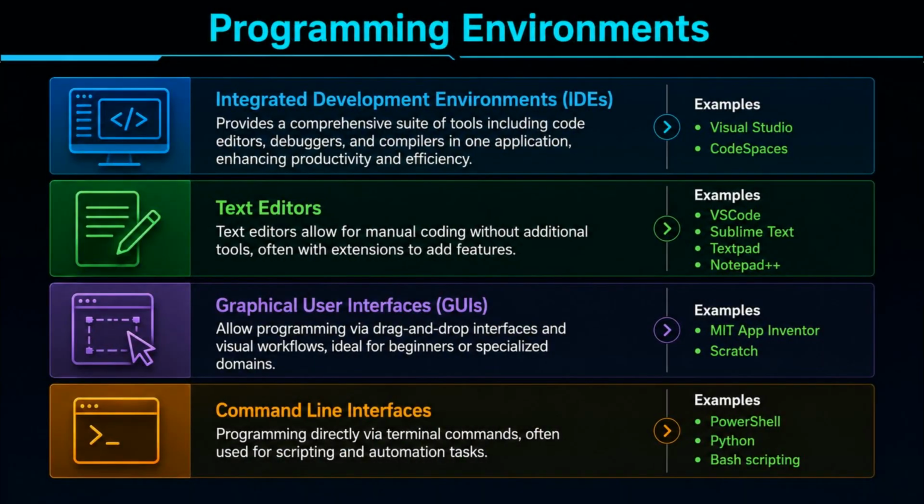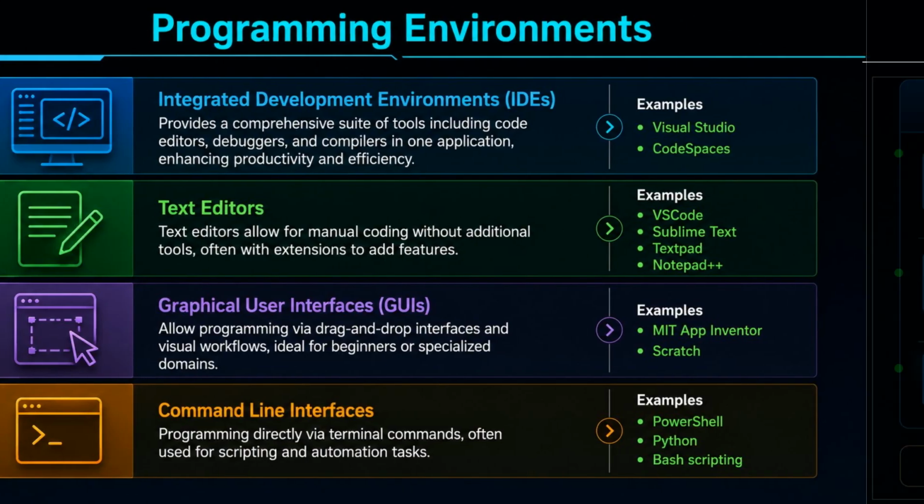Programming environments come in a few types. Integrated development environments, like Visual Studio or Codespaces, bundle code editors, debuggers, and compilers into one comprehensive tool. Text editors, like VS Code, Sublime Text, or Notepad++, let you code manually, often with extensions added on. Graphical user interfaces, like MIT App Inventor or Scratch, let you program through drag and drop, ideal for beginners. And command line interfaces, using tools like PowerShell, Python, or Bash, let you program directly through terminal commands.